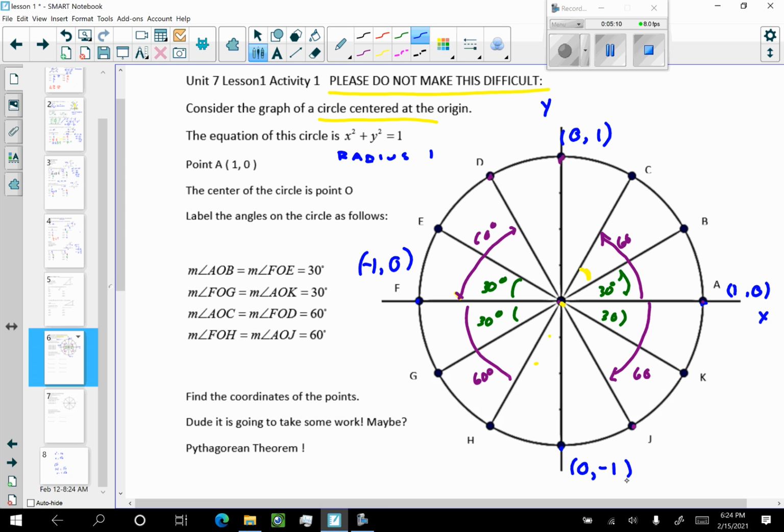Well, let's see here. What I want to do then is find the coordinates of these points, B, C, D, E, G, H, J, K. This is going to take a while. Well, I'm going to look at this one triangle right here. And I'm going to let this be a right triangle. I'm going to look at this red triangle right here.